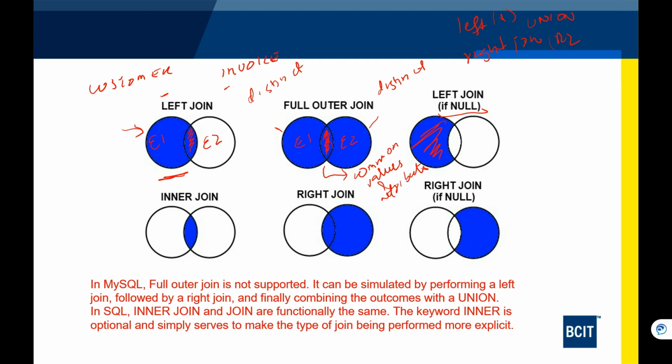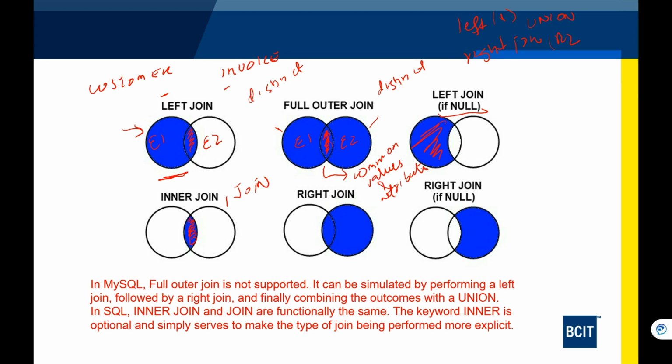For the inner join, in case we want to retrieve only the common information, we use an inner join. You can use an inner join or you can use only join. Both of them work in a similar manner and will give you the same results.